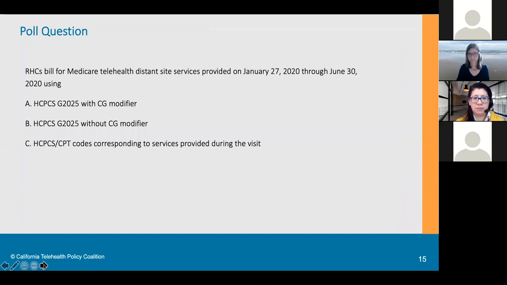We're going to take about 20 seconds or so to answer this poll question before we transition to Medi-Cal telehealth billing. Will we be able to see the responses? I believe once the polling is ended, the responses should come up. Okay, great. And can you just let me know when it's available? Sure, I'm about to end it right now. Wonderful, thank you.